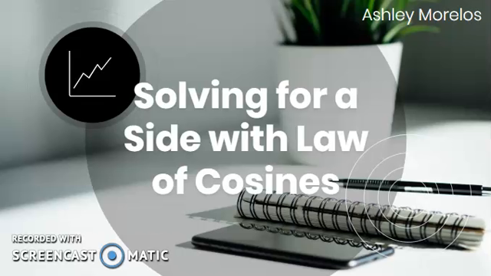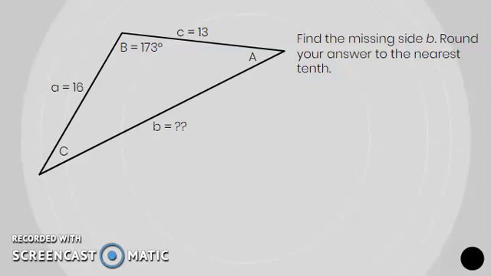Hello! Today I'm going to be talking about solving for a side with the law of cosines. Now we're given this triangle and this question to find the missing side of b and round our answer to the nearest tenth. This is the side that we're trying to find, this side b. And we're given side a, which is 16, and side c, which is 13, and the angle b, which is 173 degrees. Now we need to try to find this side of b.